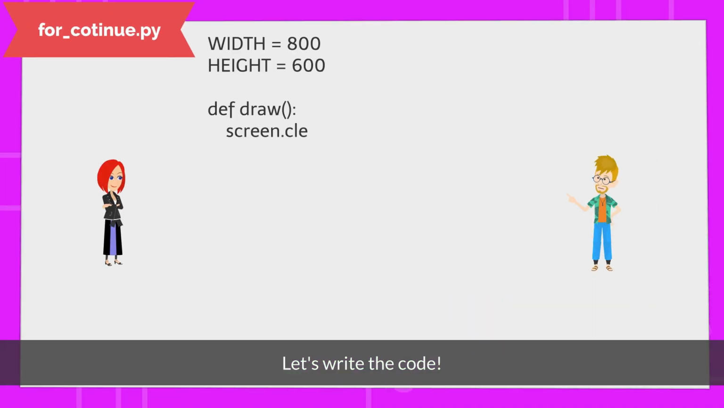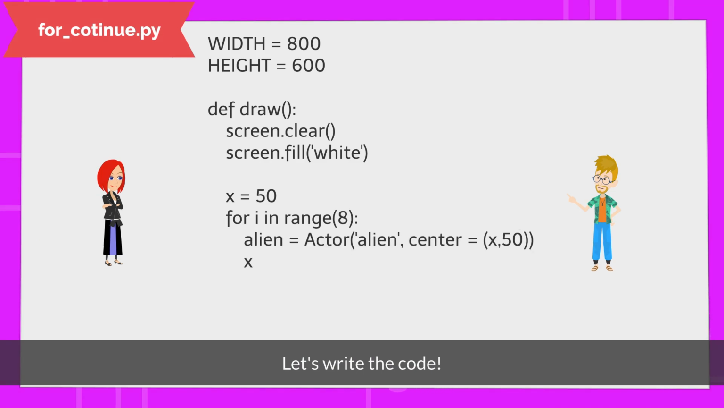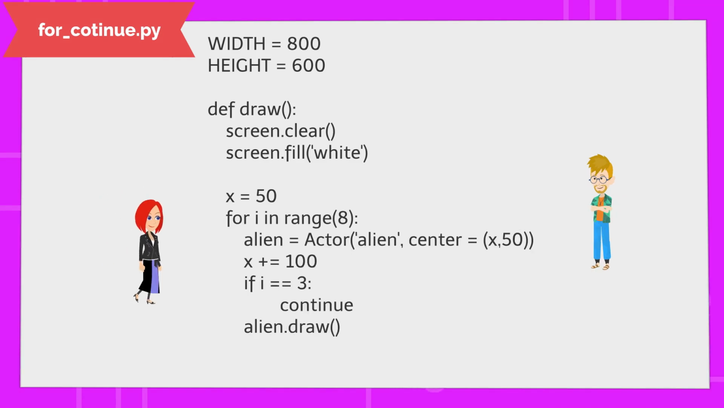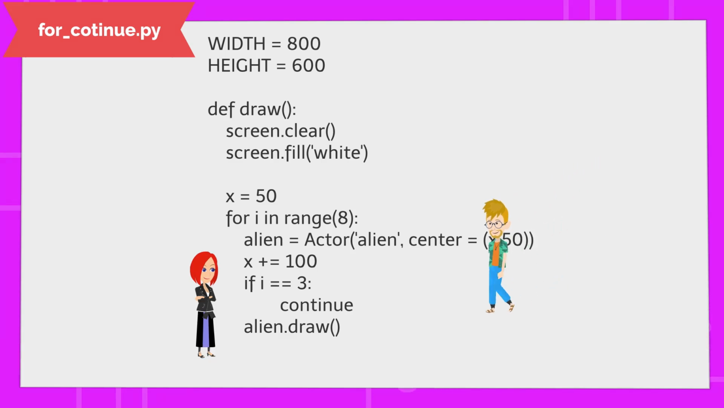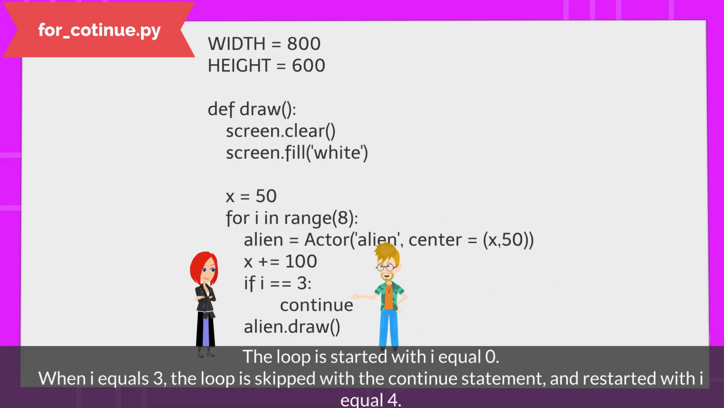Let's write the code. What does this code mean? The loop is started with i equals 0. When i equals 3, the loop is skipped with the continue statement and restarted with i equals 4.